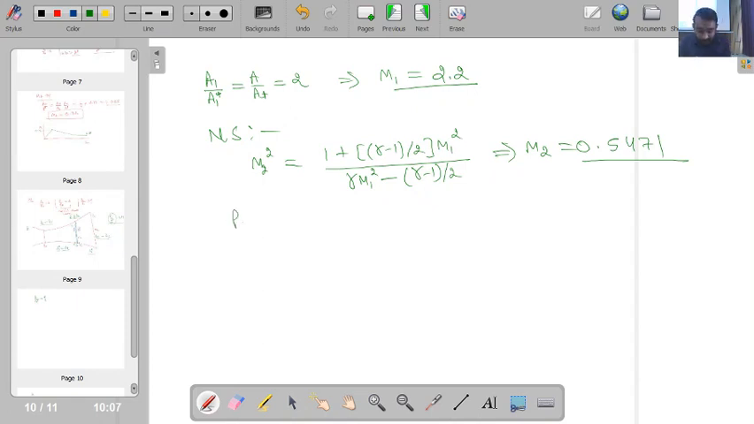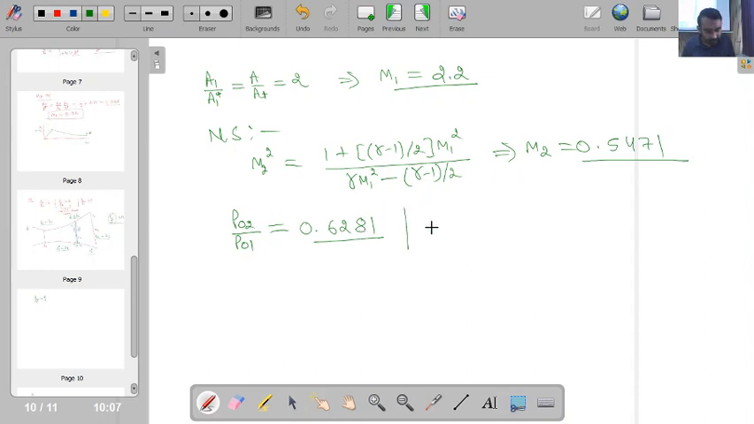Now we also know the relationship for P02 by P01. What is P02? The stagnation pressure on the downstream of the normal shock wave, and P01 is on the upstream of the shock wave. We do have formulas available from the normal shock wave relations, and this ratio, if I calculate, comes out to be 0.6281.